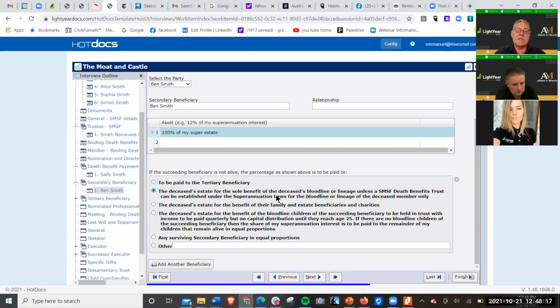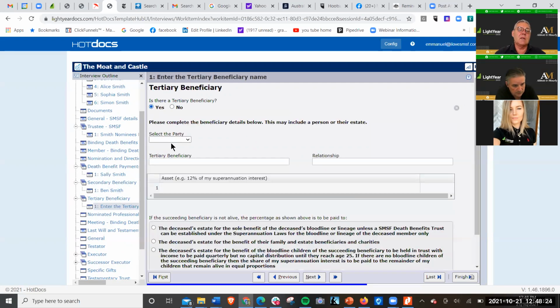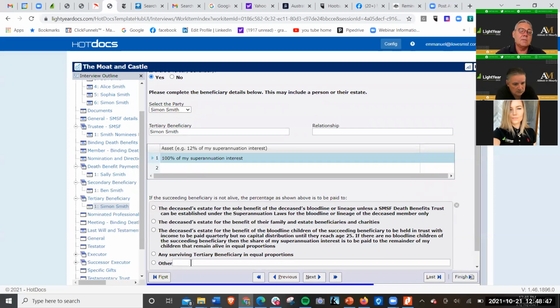But there's a couple of other ones here as well, so have a look at that. Tertiary beneficiary, we might have, well, if none of the kids are around, we just make it Simon. 100% of my super. Now remember, this only happens if all the others aren't around. Superannuation interest. And then I would do it there, other.